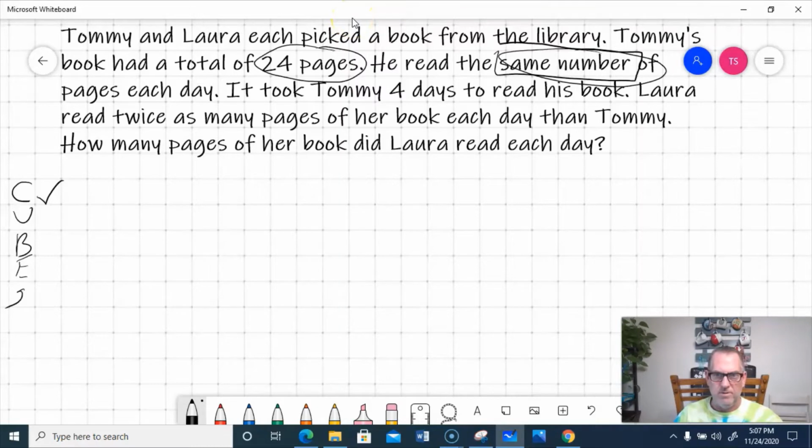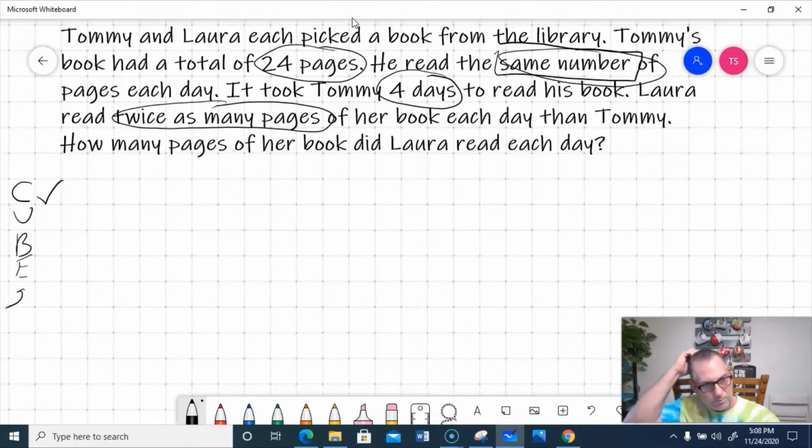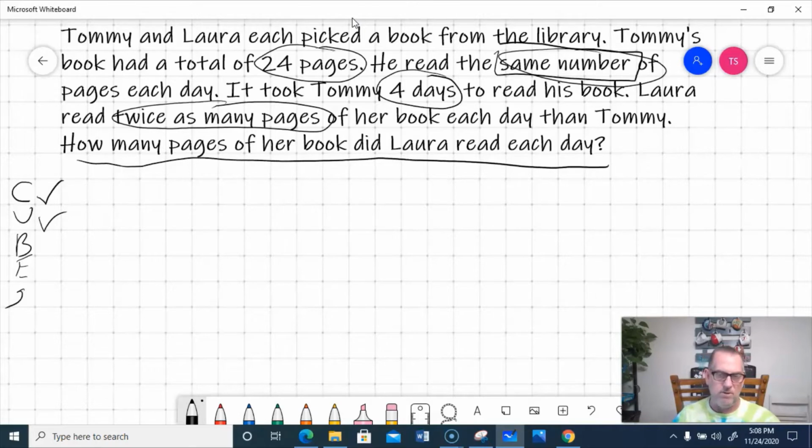Right here it says it took Tommy 4 days to read his book. And Laura read twice as many pages of her book, and that's going to be an operational clue too. So next I'm going to underline the question, to make sure I understand what it's asking. What I need to do is figure out how many pages of her book Laura read each day.